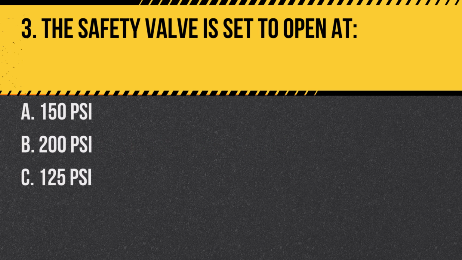Question 3. The safety valve is set to open at: A. 150 psi. B. 200 psi. C. 125 psi. Answer: A. 150 psi. This prevents overpressurization of the air brake system.